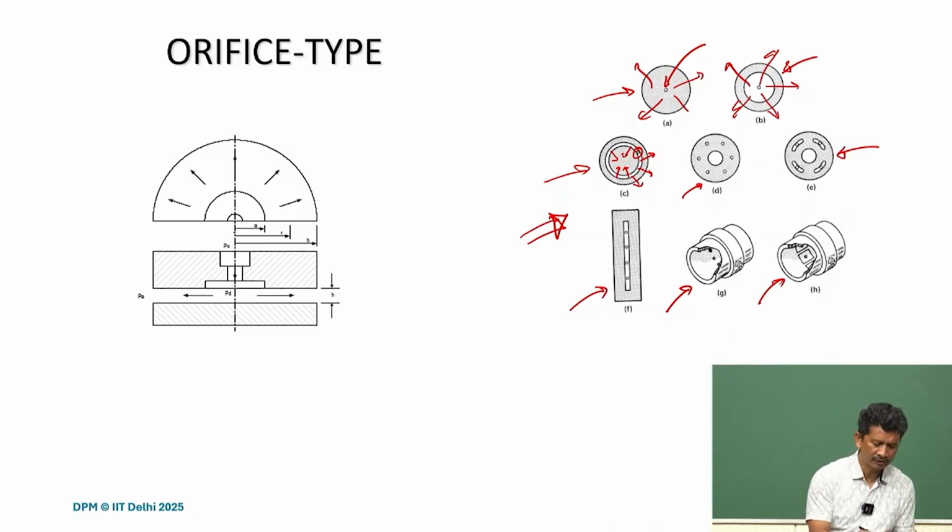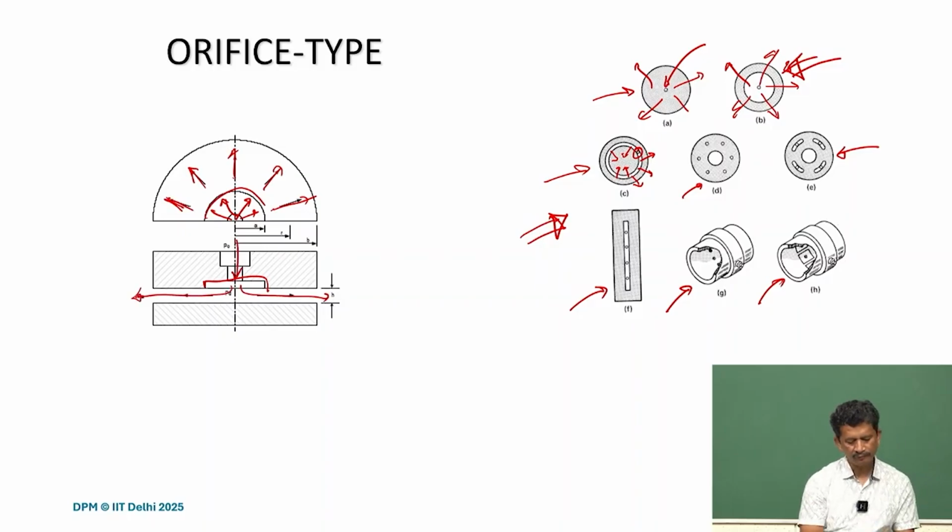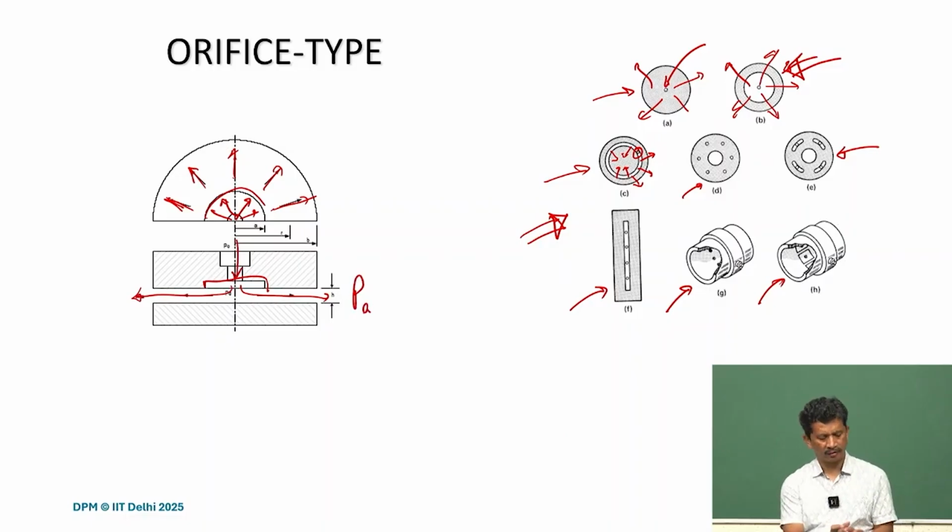So what we did is simply we take this case, the orifice type with the central pocket, and what you see is that there is a pocket here. So air is passed through. First it comes here, and then again it passes through the bearing surface. So it is going like this, and this is atmospheric pressure, and we just learned how it supports the load.